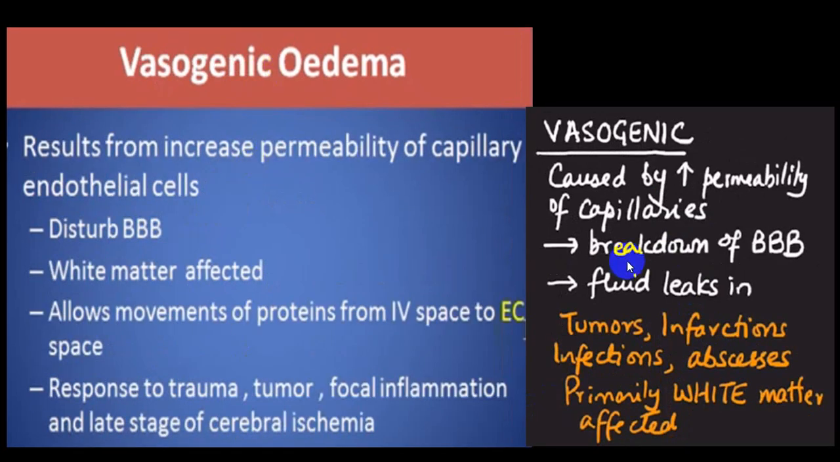While vasogenic edema is because of breakdown of the blood-brain barrier system, which will happen very frequently in tumor, infarction, infection, abscess, etc. And this will disturb mainly the white matter because blood is seeping out from the blood vessel into the interstitial space, and white matter is more affected, and that will give rise to what we call vasogenic edema. And this, again, we have mentioned, is very common in tumors, infections, abscess, in late stage of cerebral ischemia, etc.